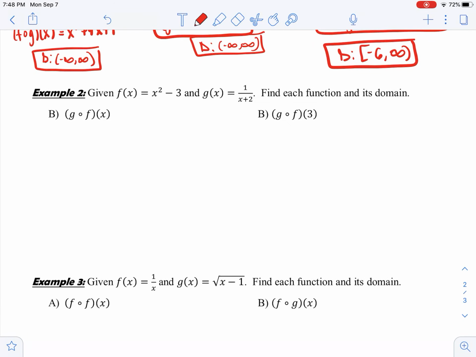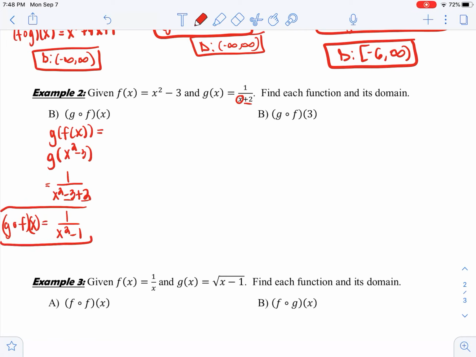Okay, so example 2 and example 3 are just trying pretty much the same thing, but with different types of problems here. Okay. g of f of x. So g of, I'm going to write down what f of x is, x squared minus 3. And now I'm going to plug that into g. So that becomes 1 over, instead of writing this x right here, I'm going to write x squared minus 3. And then I have plus 2. I can combine like terms right here. So that's 1 over x squared minus 1. And this was g of f of x.